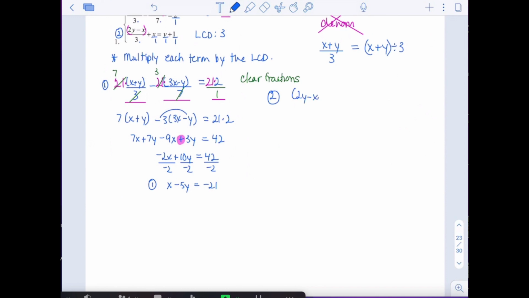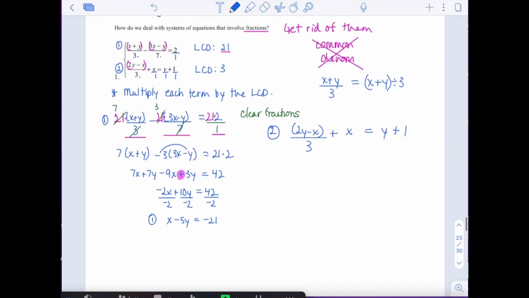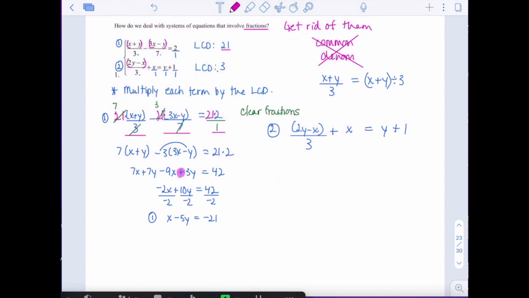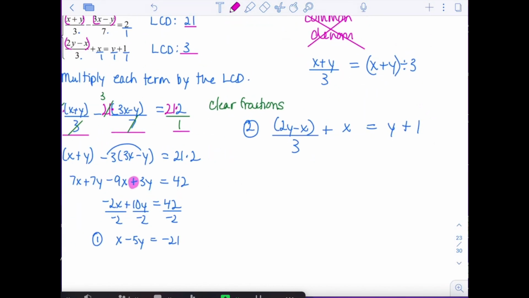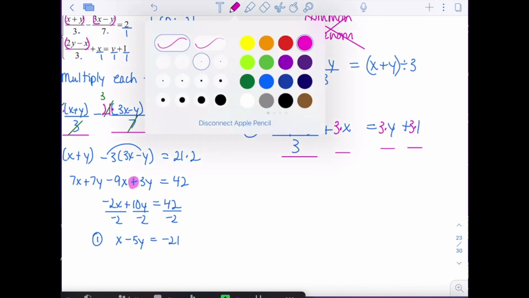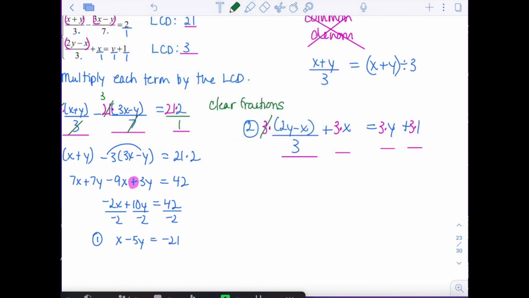I have 2y minus x over 3 plus x equals y plus 1. And my LCD in this case is 3. So I'm going to multiply each of these terms by 3, all of them, knowing that there are 4 terms. There's only one fraction I can clear here, the 3. And now I'm going to clean up the line in this way.